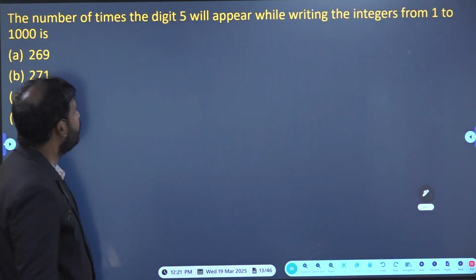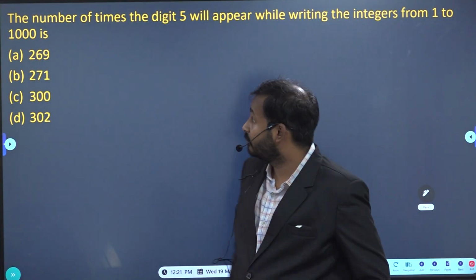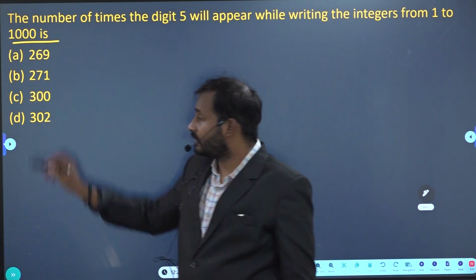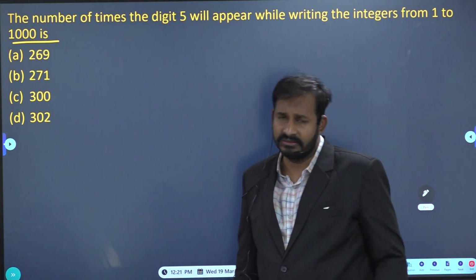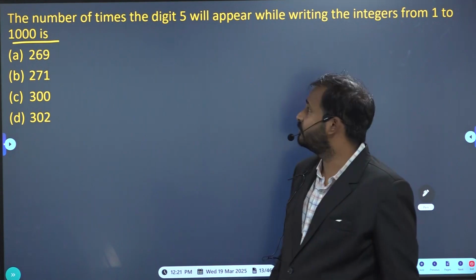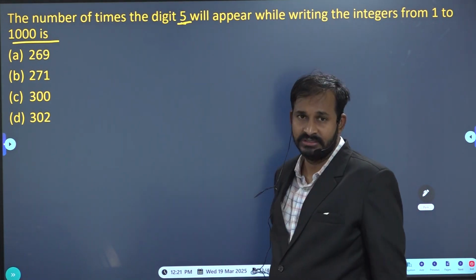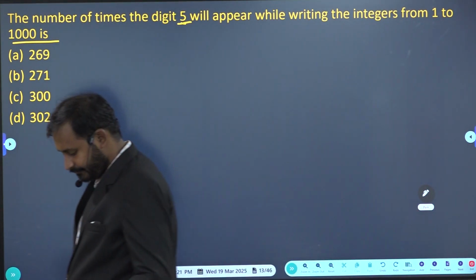Next one, the number of times the digit 5 will appear while writing the integers from 1 to 1000 is. Now I started writing from 1 to 1000. I need to tell how many times the digit 5 was used. So this is also the same thing.